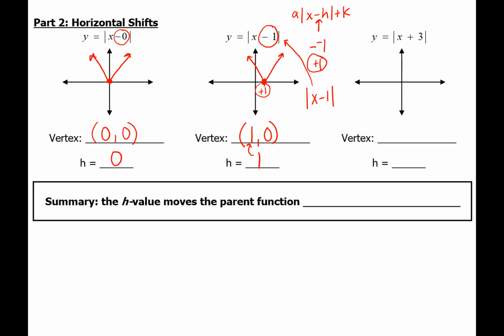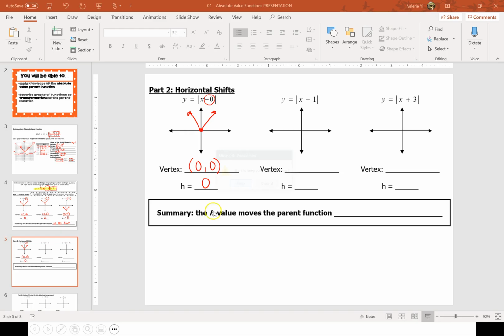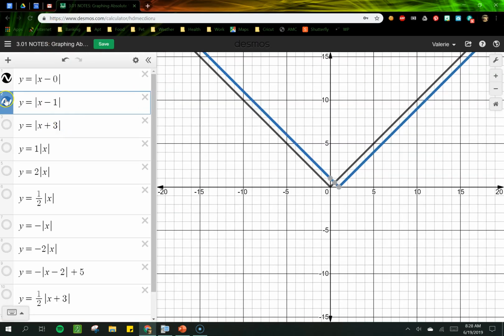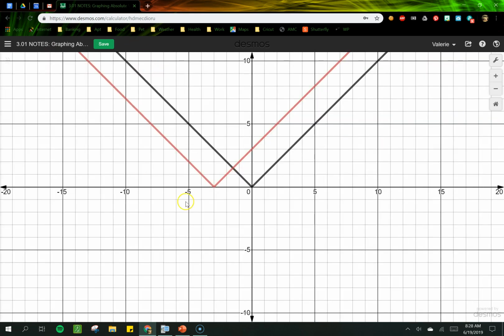So let's look at this next one. We're doing the absolute value of x plus 3. So I'm going to pull these back up. I'm going to hide the one we just did, and let's look at the absolute value of x plus 3. Okay, what do you notice here? It was a +3, but my vertex moved 1, 2, 3 to the left, and the vertex is now -3.